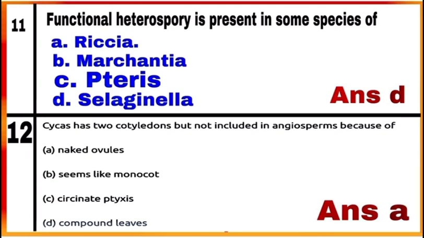Question 12. Cycas has two cotyledons but is not included in angiosperms because of. Cycas is a gymnospermic plant because it has naked ovules and the seeds formed are also naked. So here mark A as the correct answer.